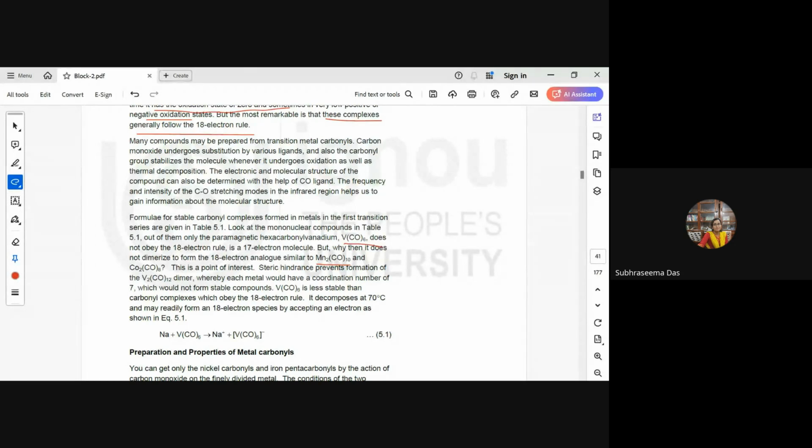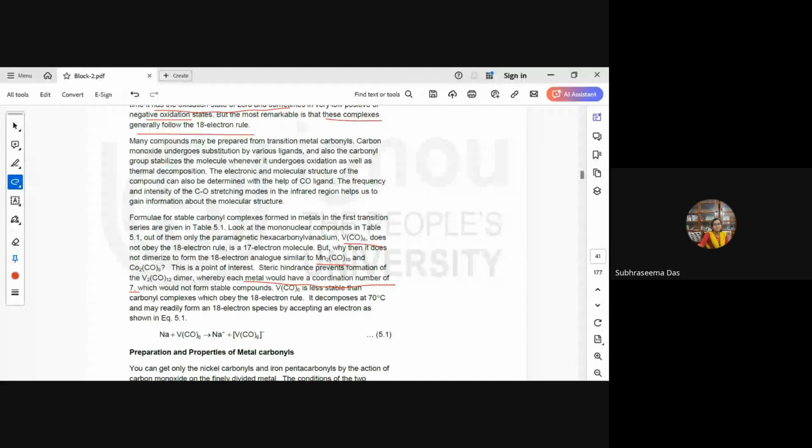But particularly in the case of VCO6, it doesn't dimerize because dimerization would give a dimer, V2CO12, where each metal would have a coordination number of 7, and this is not a stable compound. That is why VCO6 is less stable than carbonyl complexes which obey the 18 electron rule.